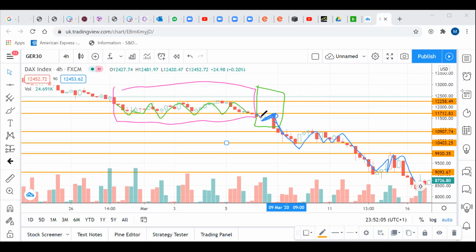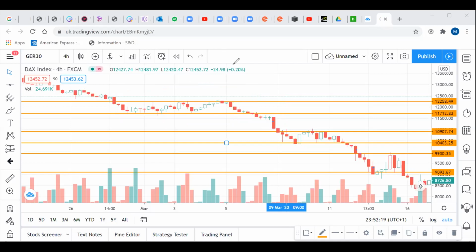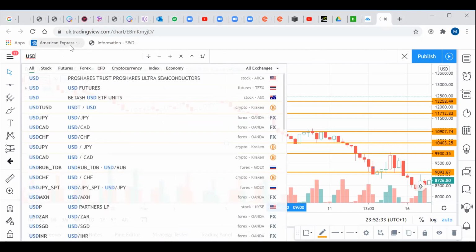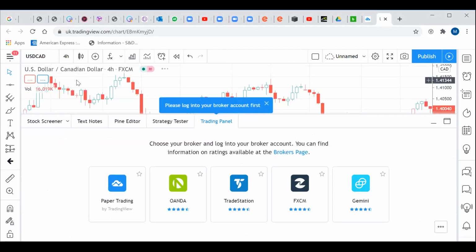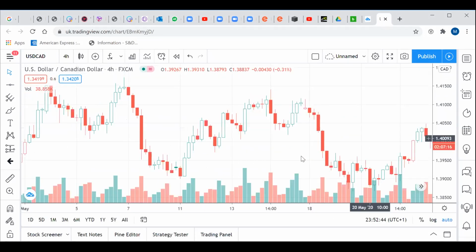Right. Let's do another one. This time I want to give someone control, and you show me where the support and resistance zones are. Should we do that? Okay, sounds good. All right. So someone give me a pair. Just name any pair. USD CAD. Okay. Cool.